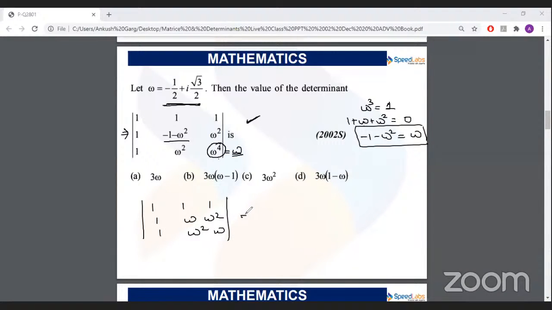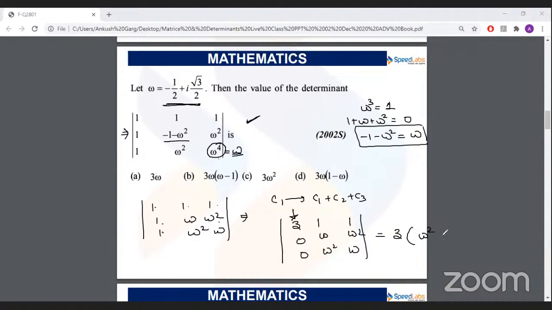So now what you can do, if I simply apply this operation, that is c1 equals to c1 plus c2 plus c3. So that will be 1 plus 1 plus 1, 3, 1 plus omega square 0, 1 plus omega square 0. These will be as it is. Okay, now you can expand it along the first column. So that will be 3 into omega square minus omega square into omega square, that is omega to the power 4, or you can say simply omega. So correct answer is 3 into omega into omega minus 1. So B is correct, right?